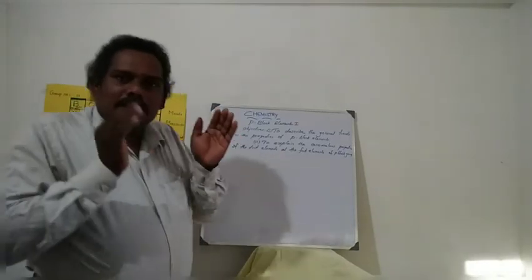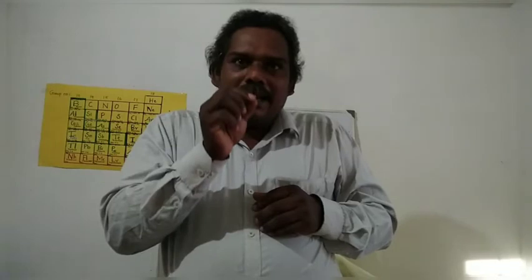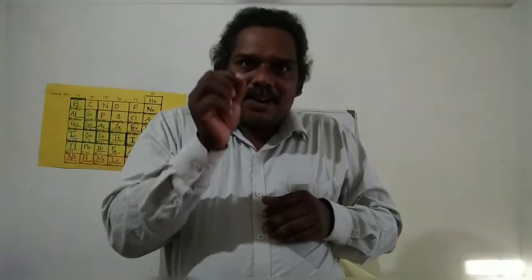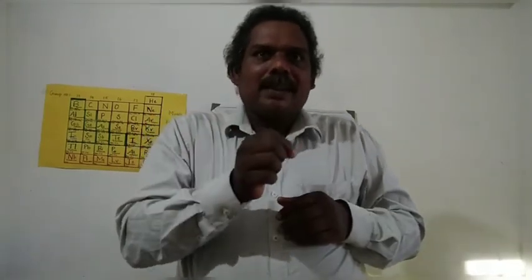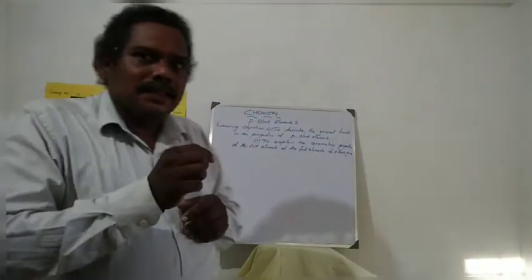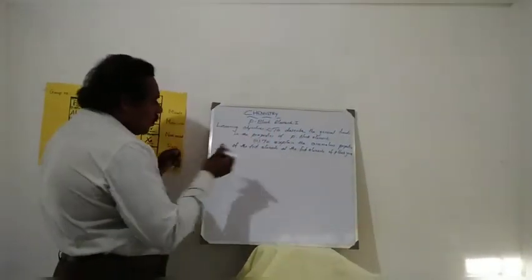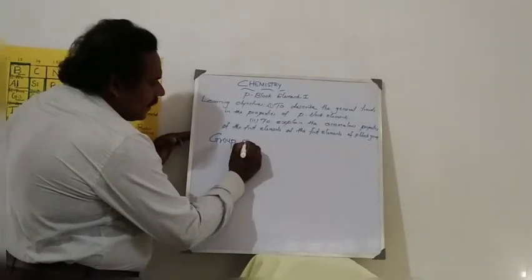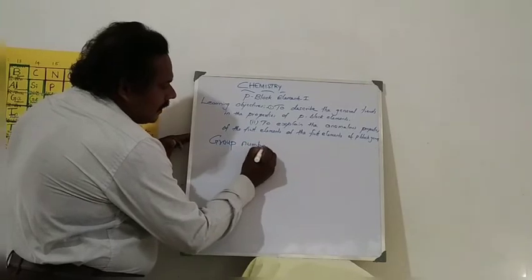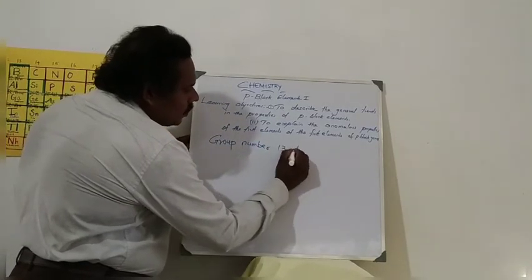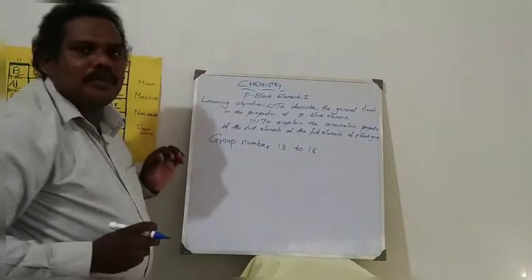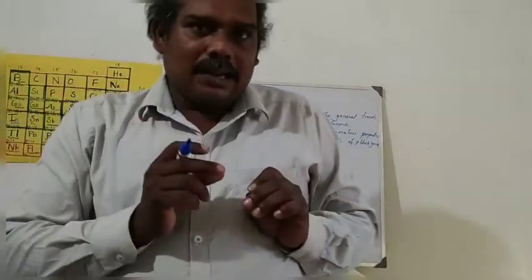What is P block element? The element in which the last electron enters the p orbital. That is group number 13 to group number 18. The 13th to 18th group is called P block element.